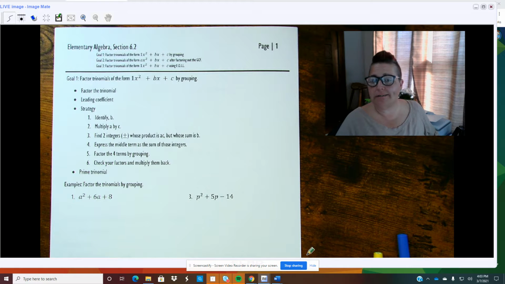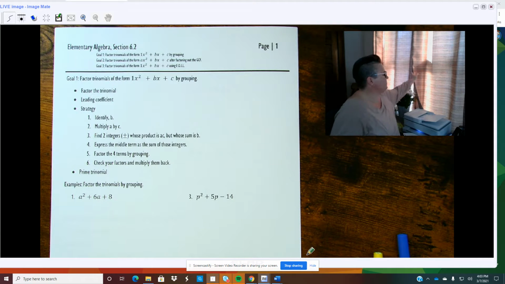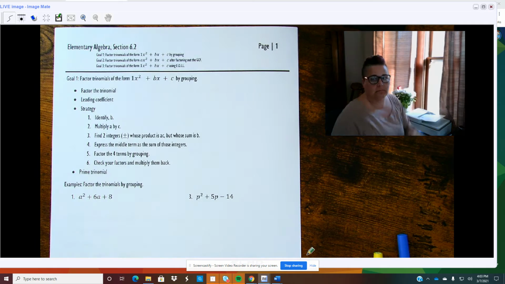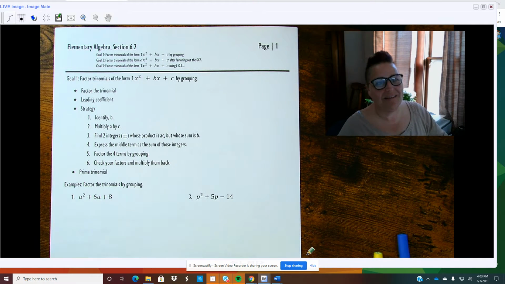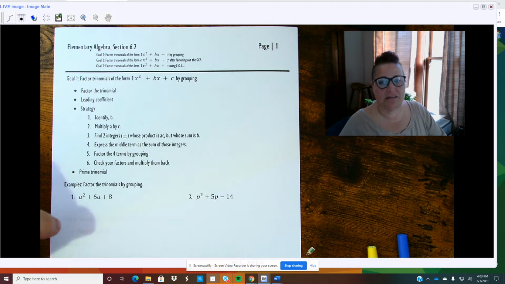So I might just lean back here and, is that better? I think that makes the lighting worse. Man, the lighting is awful in here today.